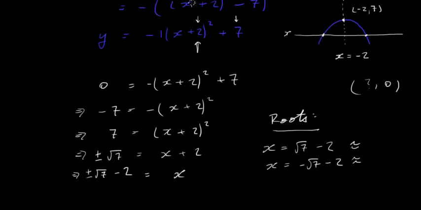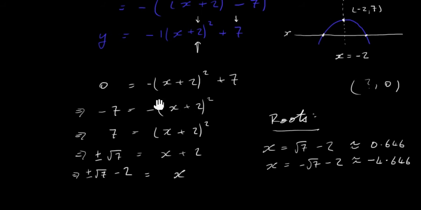We have two roots here. This top one, square root of 7 minus 2, is going to be 0.646, and this one is going to be minus 4.646. Three decimal places will be good enough because we're just going to sketch this here. We have a number of things we can use to sketch this graph. We have two roots, so we know where it's going to cut the x-axis. We have the equation of the axis of symmetry, which is x equal to minus 2, and we have the coordinates of the vertex, minus 2, 7.